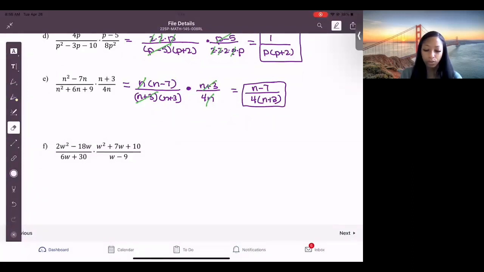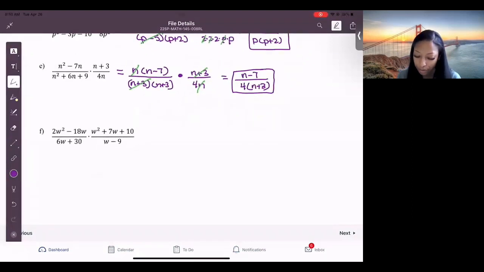All right. Woohoo, last one. Lots of stuff here to factor. Our first rational expression, the numerator, 2w squared minus 18w, we can factor out a 2w from both of those terms, and we'll be left with 2w times w minus 9. All right, in the denominator, we have 6w plus 30. We can factor out a 6 from both of those terms. So we'll have 6 times w plus 5.